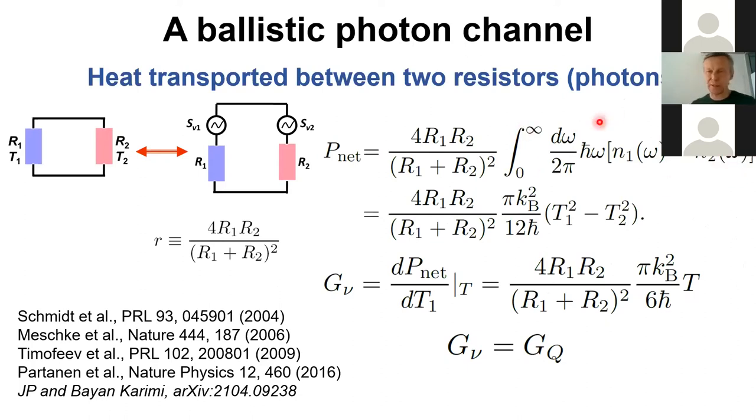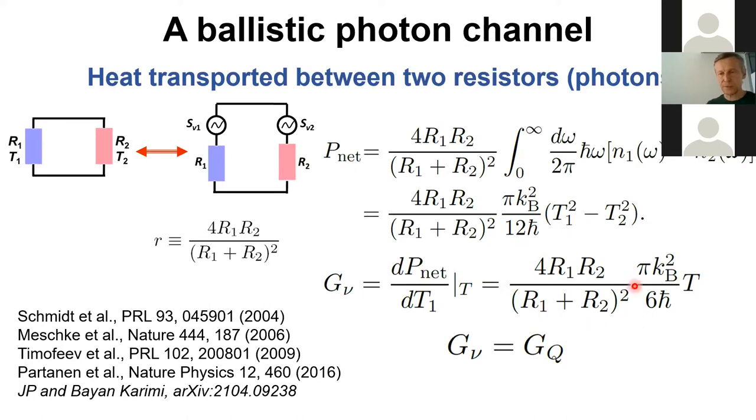Doing this integral, you can do it analytically, and you find that there is a power transmitted between the resistors, which is given by this simple expression. It is proportional to the difference not to the fifth power as for the electron-phonon case, but to the second power of the two temperatures. And the prefactor here is something beautiful, because we can first find the thermal conductance, which is the derivative of power with respect to one of the temperatures, in equilibrium. So we assume that they are at the same temperature, and we find that this is just given by this expression. Now you can see two important things here.